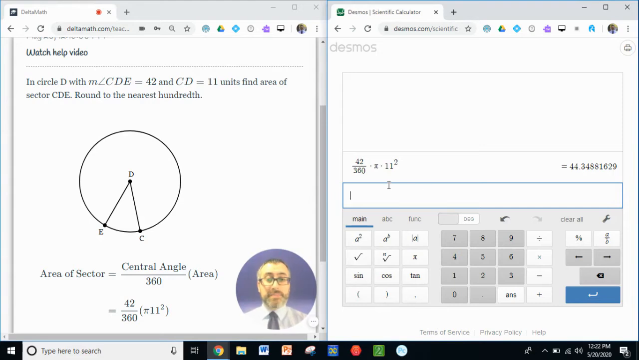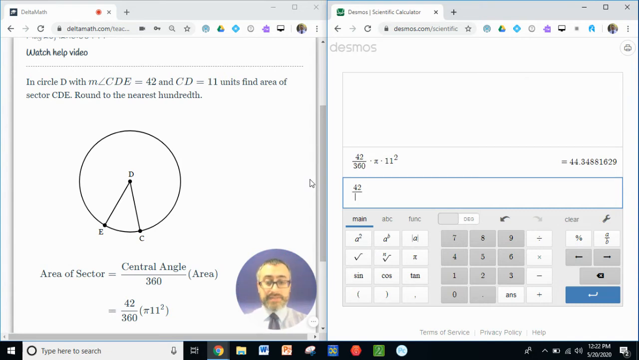To figure out the part, we're going to use the central angle. This wedge, this sector, is only part of the whole circle. What part? Well, it's 42 out of 360. That is the part. Of, we can write with multiply. And the whole area. Oh, we know the area of a circle. The area of a circle is pi r squared.